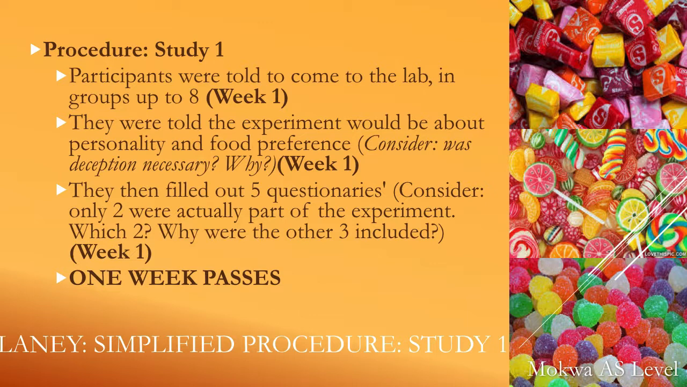Okay, so they get there, they are told it's about personality and food preference. They fill out these 5 questionnaires. We've talked about which ones are the real ones and which ones are the distractors, and that's it. 1 week passes, so we've got a 1 week time increment between this step and the next set of steps.